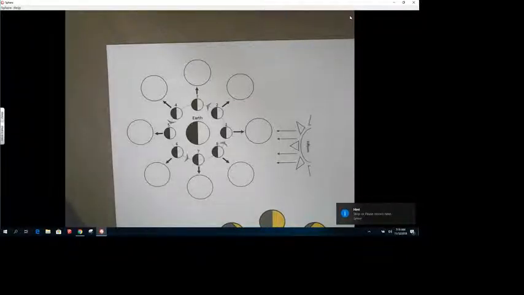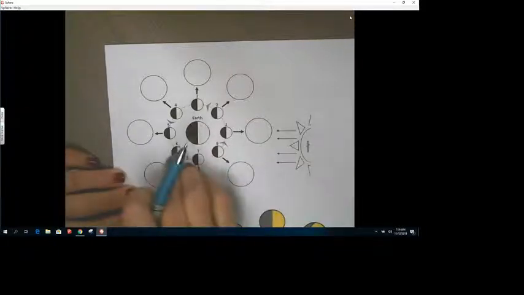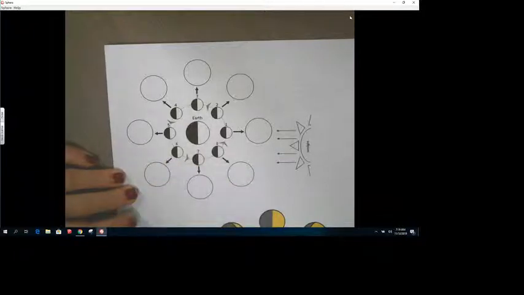Okay, so let's talk about moon phases. Moon phases can be tricky sometimes if you're not looking at it from a certain perspective. I'm going to show you as the light is coming in from the right, and then I'll show you as the light is coming in from the left, because you might see that on any of your test questions.